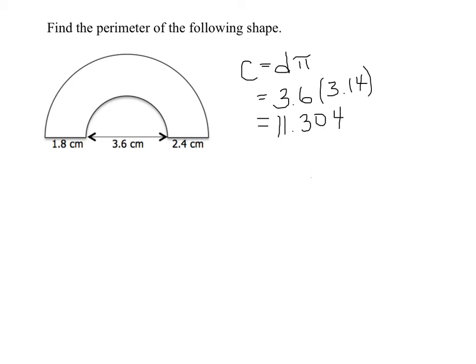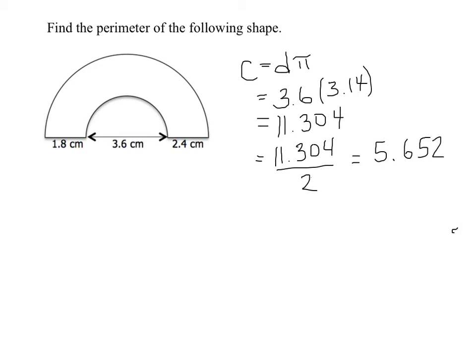And we get 11.304. Because it's a semicircle, I'm going to take the 11.304 divided by 2 to get the circumference of the semicircle being 5.652.